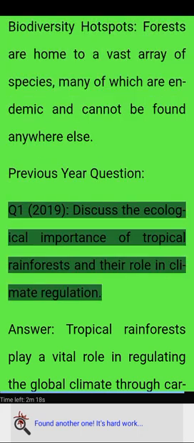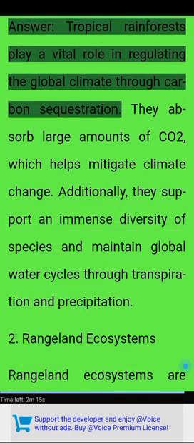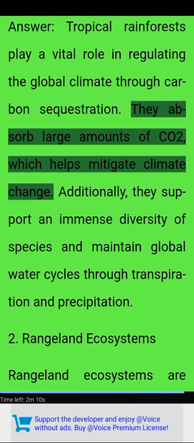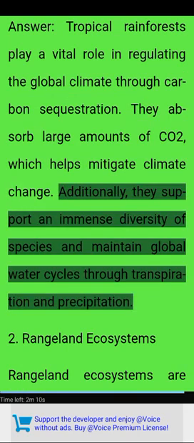Previous year question. Q1, 2019: Discuss the ecological importance of tropical rainforests and their role in climate regulation. Answer: Tropical rainforests play a vital role in regulating the global climate through carbon sequestration. They absorb large amounts of CO2, which helps mitigate climate change. Additionally, they support an immense diversity of species and maintain global water cycles through transpiration and precipitation.